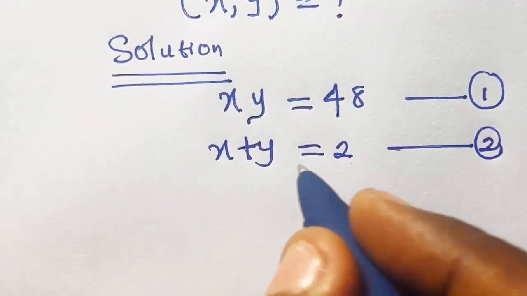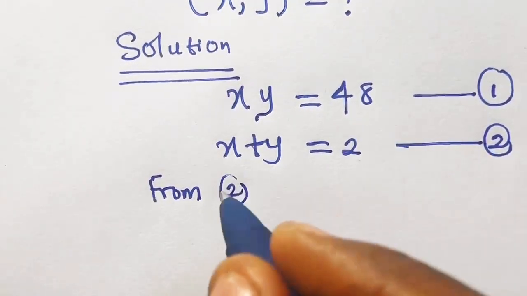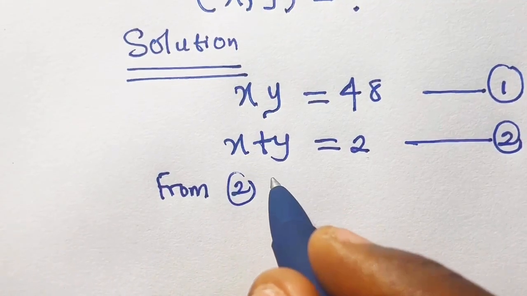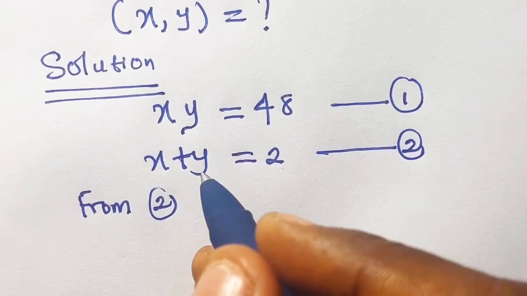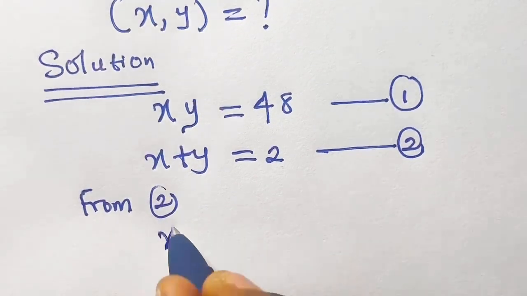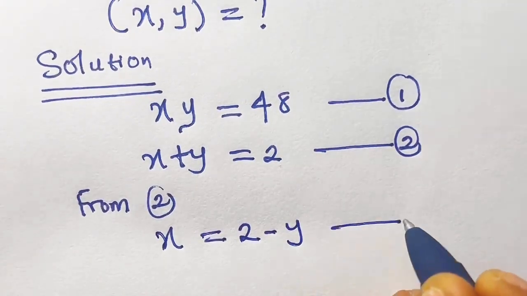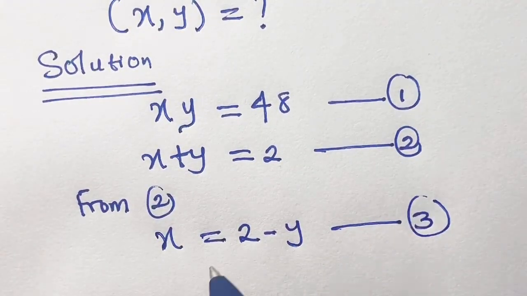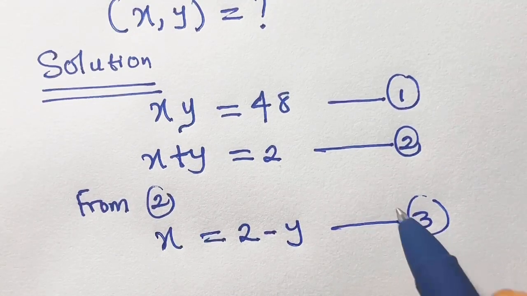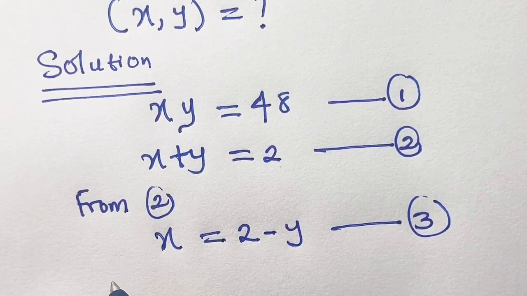So from equation 2, we can make x the subject of the formula so that we have x equals 2 minus y. Let's number this equation 3. Now we substitute equation 3 into our equation 1. So meaning we have 2 minus y.